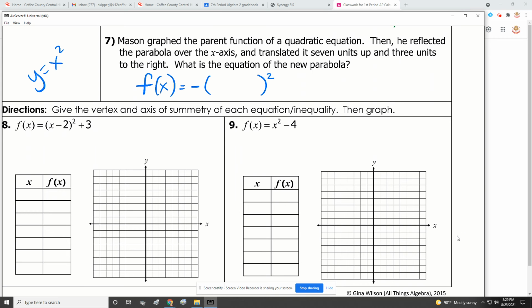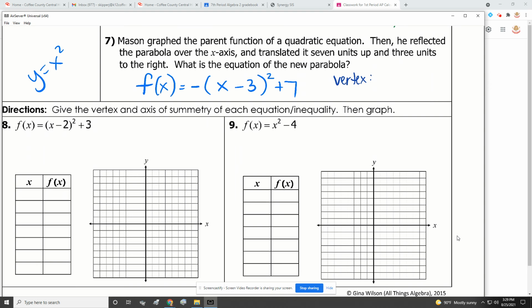All right, and then to make sure it stays a quadratic function, I need that square on the outside of the parentheses. So right 3 means we're going to have x minus 3 inside of our parentheses, and up 7 is a plus 7 outside. Okay, and then I'm just going to add something to this question. It didn't ask for it originally, but I want to go ahead and just practice finding the vertex.